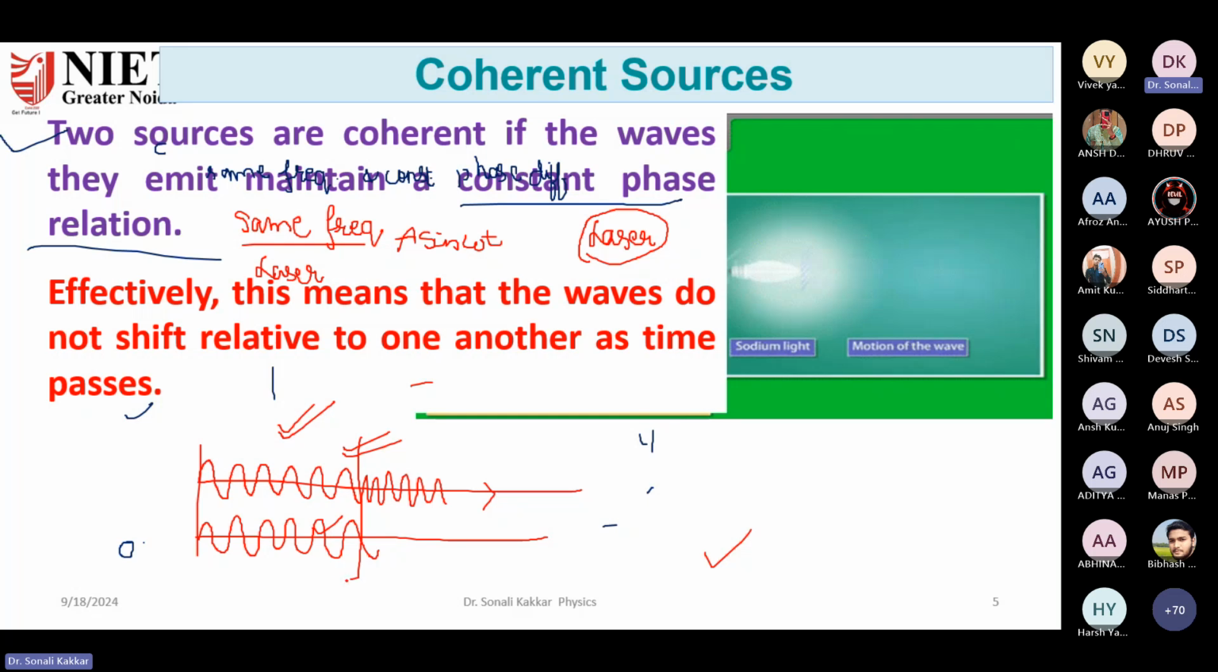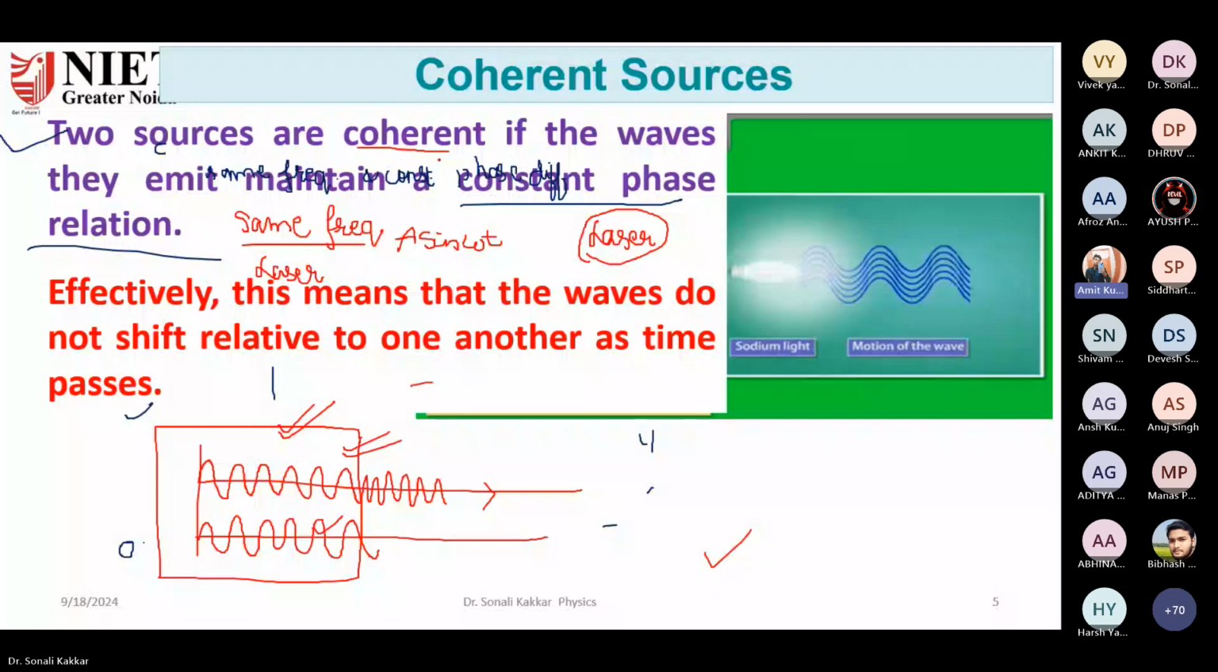Laser light, yes, laser light is an example of a coherent source. X-ray, ma'am? When we are comparing coherent or incoherent lights, we are talking about light sources. Yes, laser light is coherent light, because in lasers you will study how the light is emitted, what the phenomenon is, and how the process takes place.